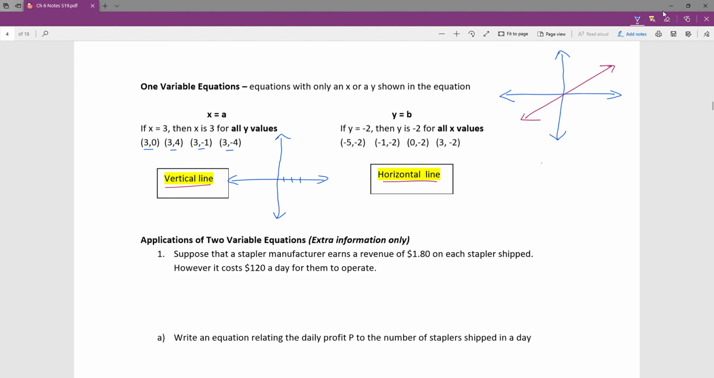So the first point is (3, 0). The next point that's indicated is (3, 4), so that'd be 1, 2, 3, 4, over here, right? Finding those battleship coordinates. The next one is (3, -1), so that'd be down here, and then (3, -4). And so this would create a line, same as all the other lines, but a very specific line in that it's a vertical line.